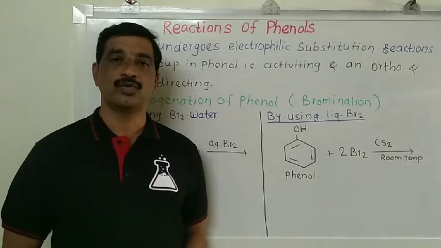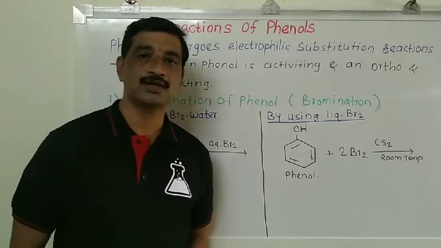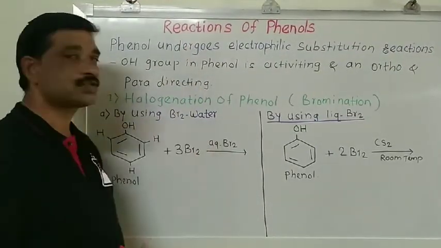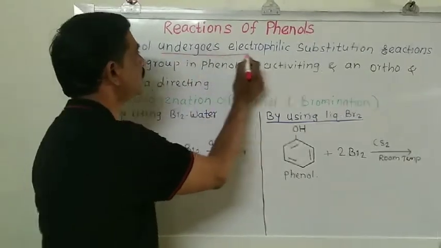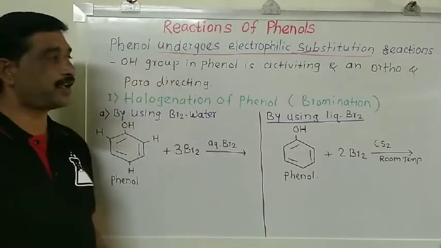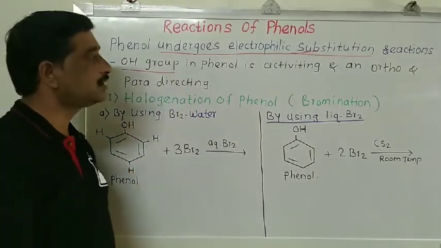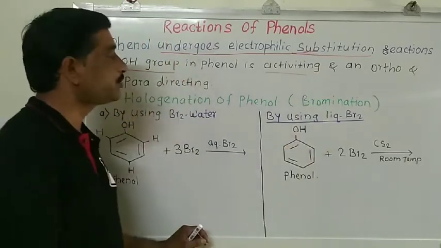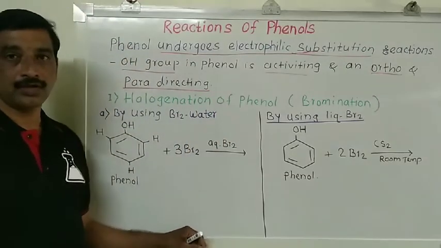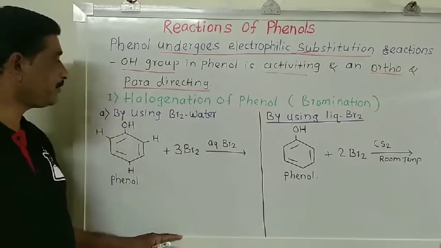In general, bromination of phenol is considered in the halogenation reaction. So first, halogenation. When you consider the reactions of phenols, phenols undergo electrophilic substitution reactions. These reactions are due to the OH group of phenol. It is the activating group and this group is ortho and para directing, which means the new electrophiles are added at the ortho position and at the para position during the chemical reaction.